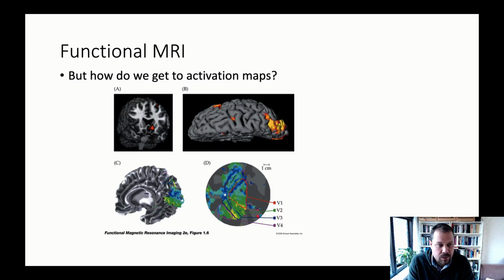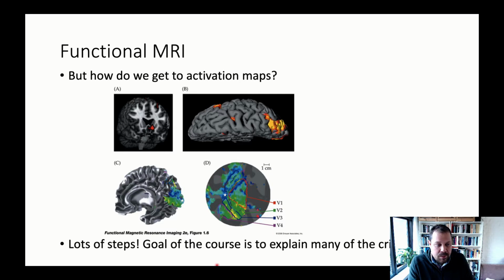Okay, so now that we've talked about the BOLD response, the question then remains: how do we get the BOLD response to allow us to create such statistical images that I'm showing here in this figure, and to get the activation maps that we're actually interested in, right? Well, the problem is there are lots of steps, and the goal of the course is to explain many of the critical steps. So there are pre-processing steps, and then there are model creation steps, where we create a general linear model, and then conduct statistical analyses on the images that we've acquired.